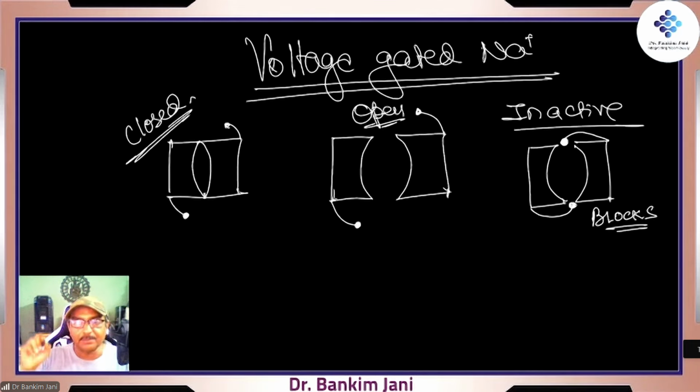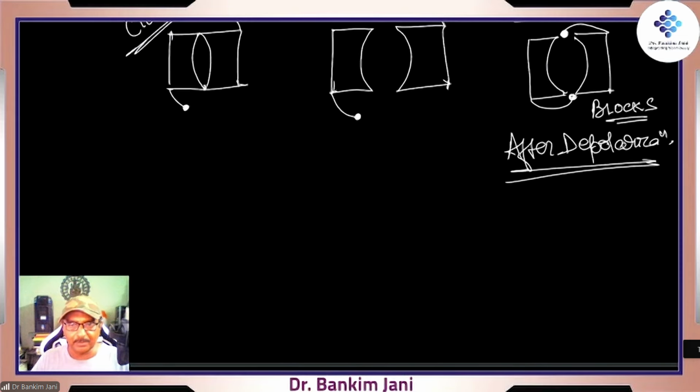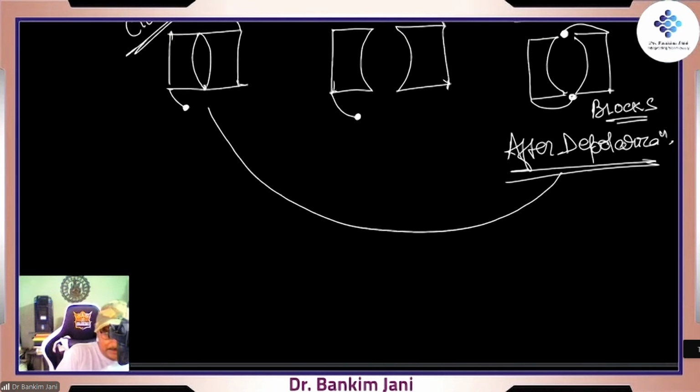When does this occur? After depolarization. After all the hard work, the sodiums have entered, and it reaches plus 40, 50, and then the equilibrium is reached, and there is a block. The sodium channels are not closing, they are blocking. So they will be blocked, and then they will go back to the closed state.